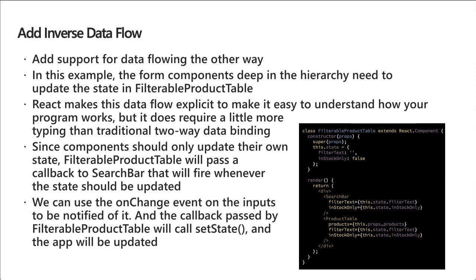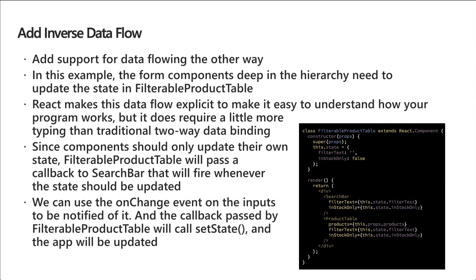If you try to type or check the box in the current version of the example, you're going to see that React is going to ignore your input. This is intentional, as we've set the value prop of the input to always be equal to the state that's passed in from the filterable product table. Let's think about what we want to have happen. We want to make sure that whenever the user changes the form, we update the state to reflect the user input.